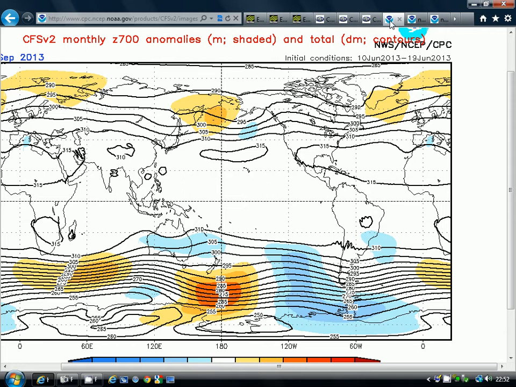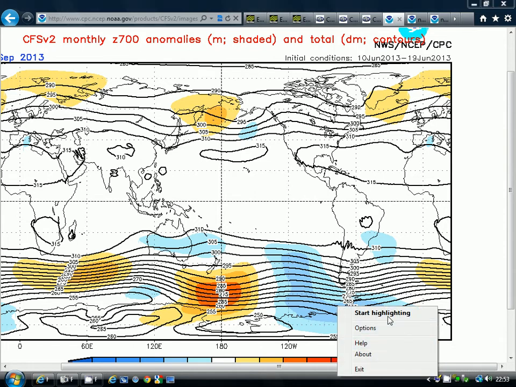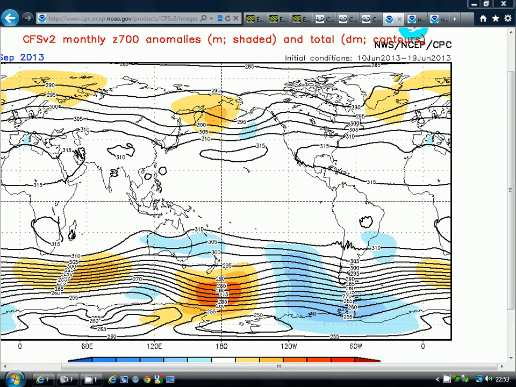Again, this is similar to the 500 millibar height idea. It's just a very slightly different area in the atmosphere, but this is more of a classic height anomaly chart, in that the yellow and orange areas are above average heights, whereas the blue areas are below average heights.